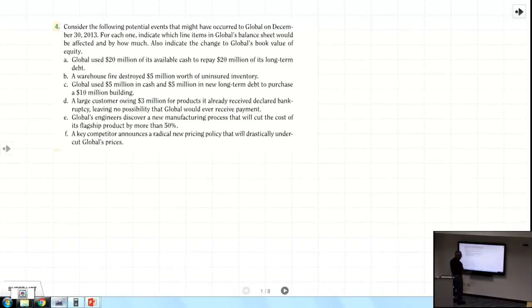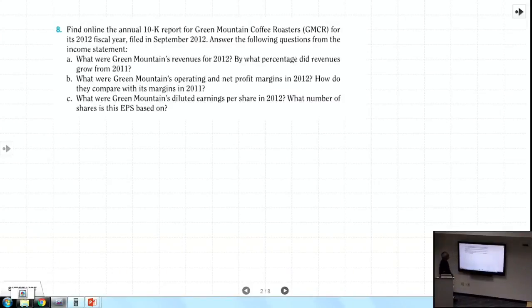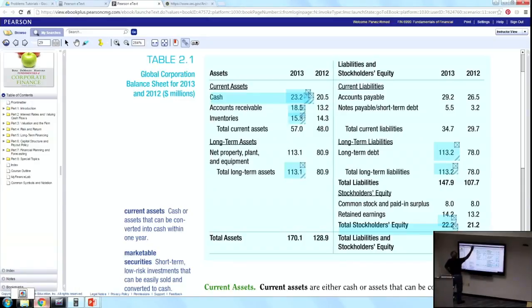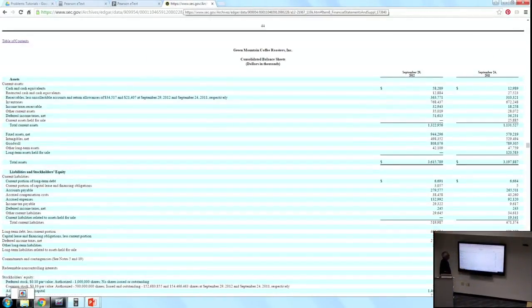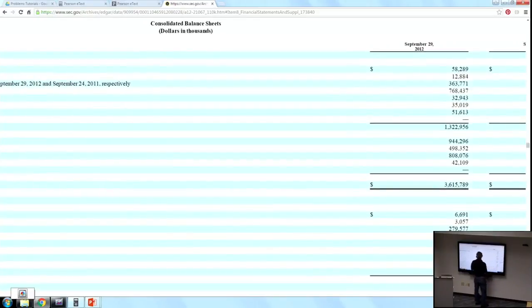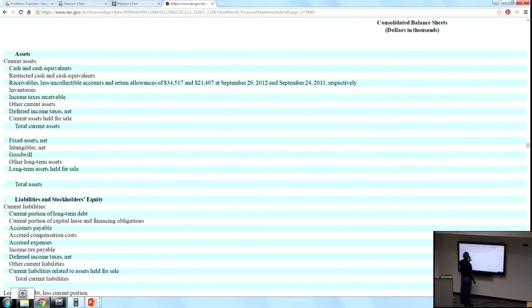The next problem I want to look at is this one. It requires you to pull up the 10K annual report for GMCR, and then answer the questions given. So where do you find GMCR's annual report? You will find it under sec.gov. You can just Google GMCR 2012 annual report, and the first hit that you get is this one. This is the SEC's site, where GMCR has to file its annual report, and we're looking at the 2012 numbers. Here is the balance sheet.